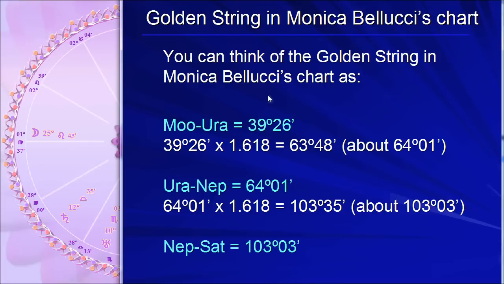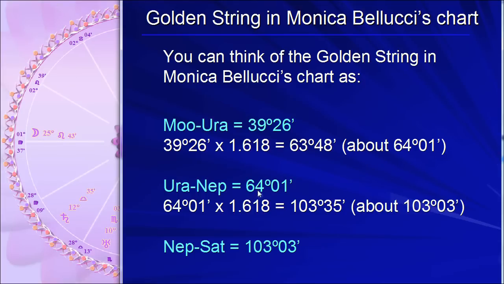So here I summarize that. In Monica Bellucci's chart, the moon-Uranus angle is 39 degrees 26 minutes. We multiply that times 1.618. We get 63 degrees 48 minutes, which is very close. It's a 13-minute orb from 64 degrees 1 minute, which is the actual angle. So multiplying it, we get 63 degrees 48 minutes, very close to the actual angle of 64 degrees 1 minute, so it's within orb. I explained the orbs in the previous videos in this series of videos on the golden mean.